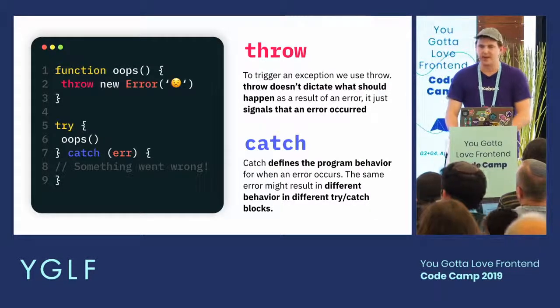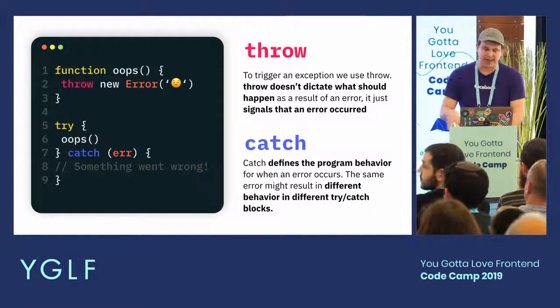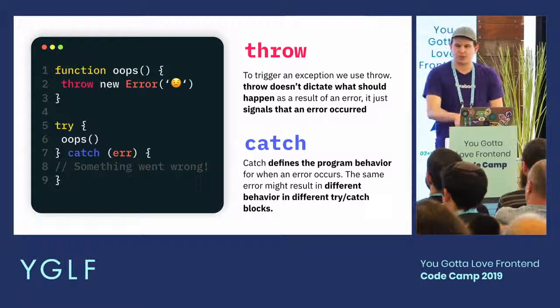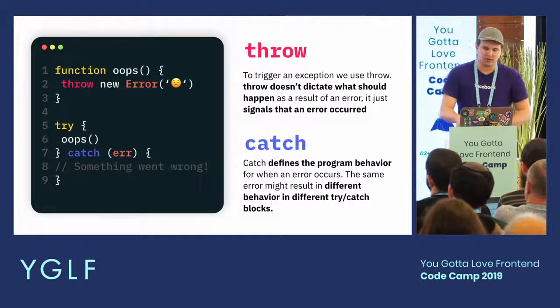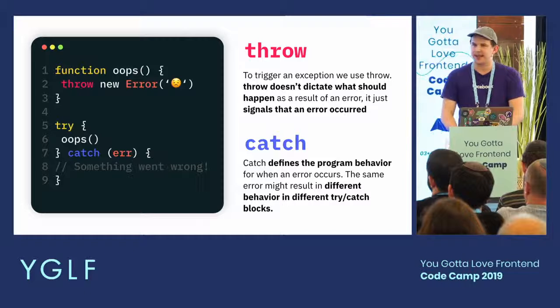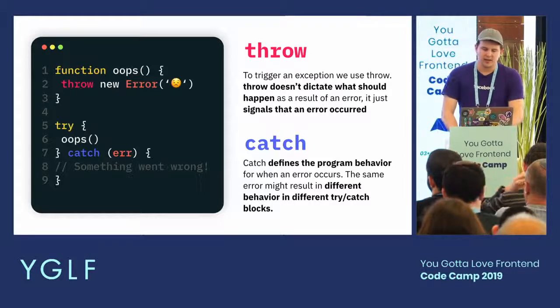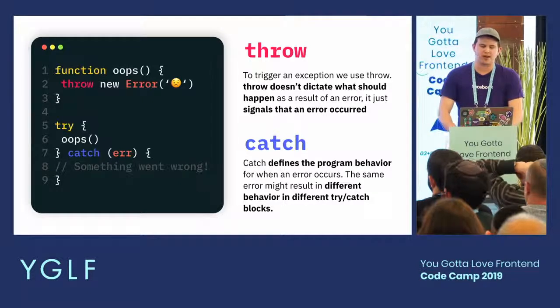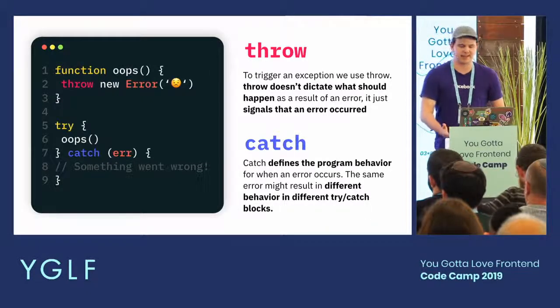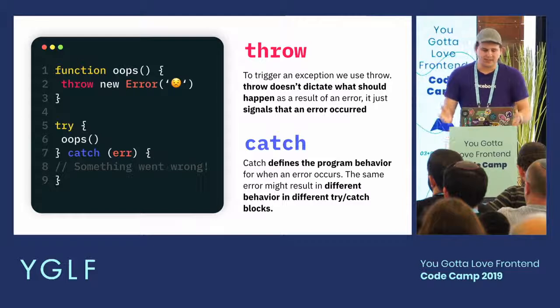So in JavaScript, error handling has two main parts, right? You have triggering an error, and then you have handling that error. To trigger an error, we use the throw keyword. You don't have to import it, right? It's always in scope. It's a global feature. It's part of the language that you can use to indicate that at any time some kind of exception has occurred. Now, throw doesn't actually dictate what your program should do as a result of that error. All throw does is signal that an exception of some type has occurred.